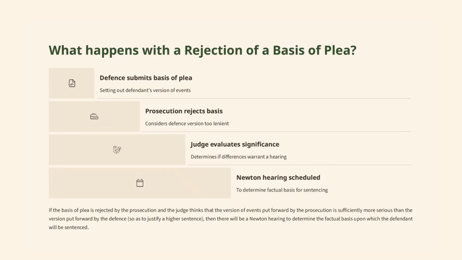If the basis of plea is rejected by the prosecution and the judge thinks that the version of events put forward by the prosecution is sufficiently more serious than the version put forward by the defence so as to justify a higher sentence, then there will be a Newton hearing to determine the factual basis upon which the defendant will be sentenced.